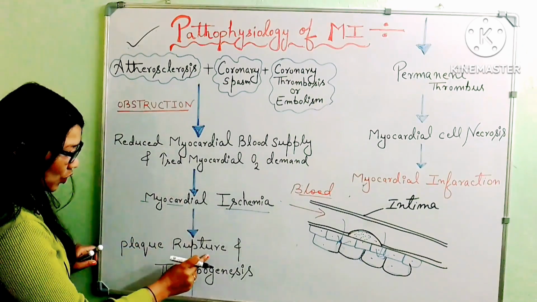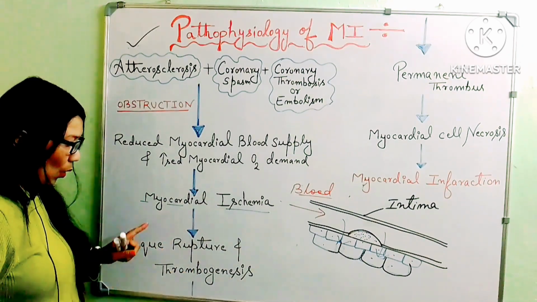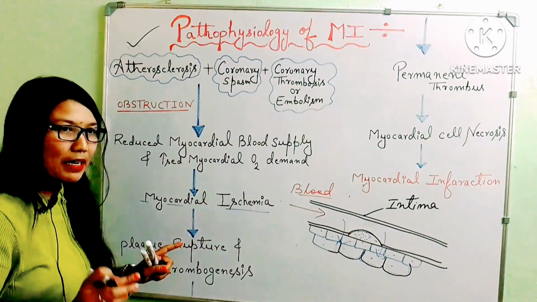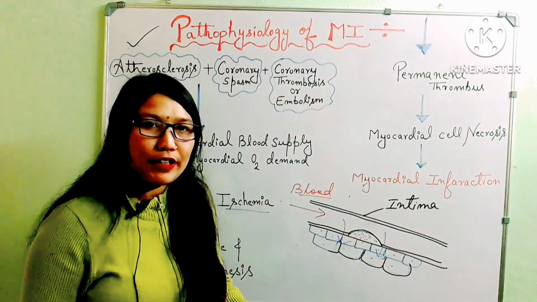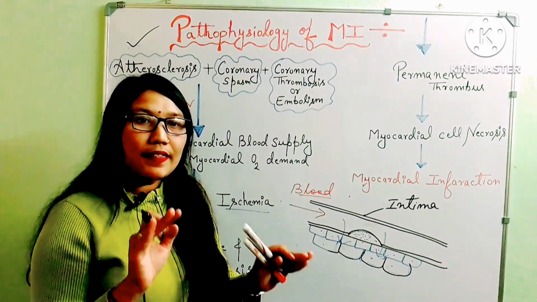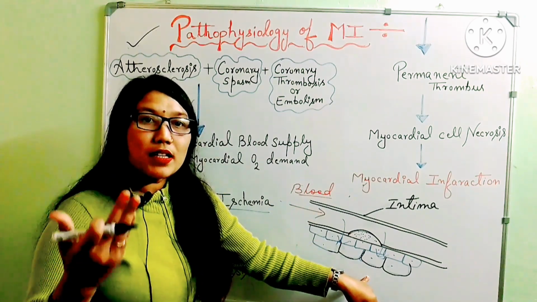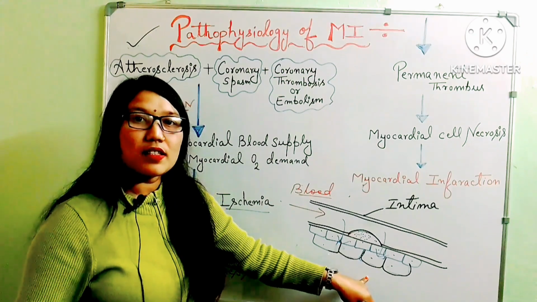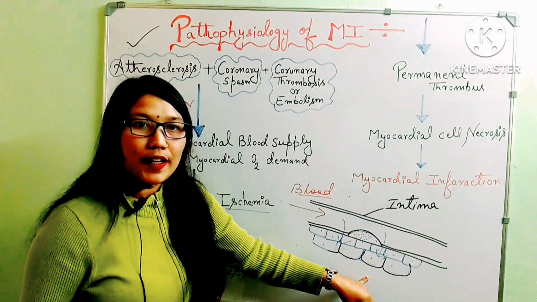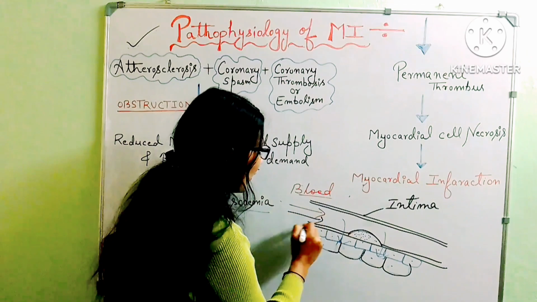Then plaque rupture and thrombogenesis. When the person is stable, not doing any activity or physical exertion, the blood supply is normal for these cells. But when the person does physical activity, there is a huge release of adrenaline, and then blood will flow at a faster rate.